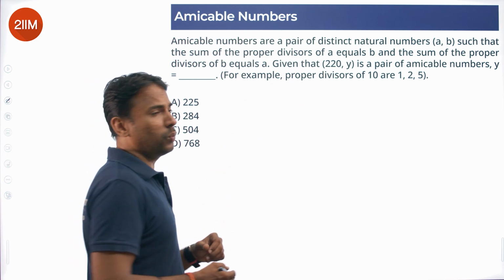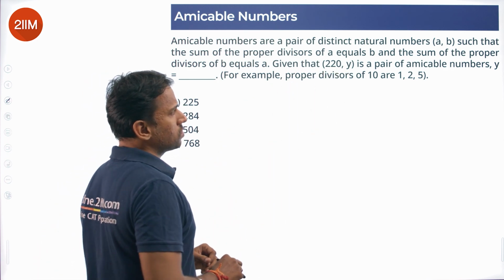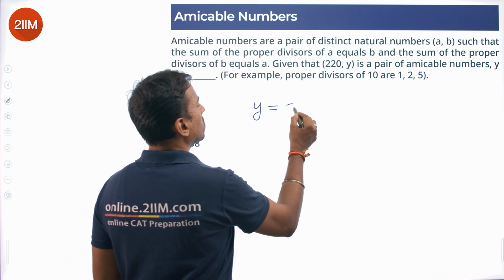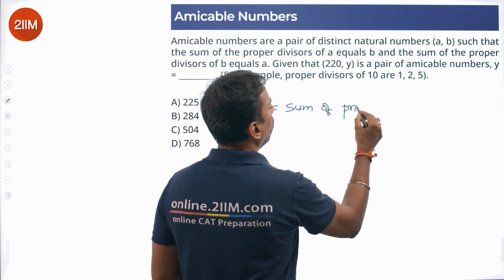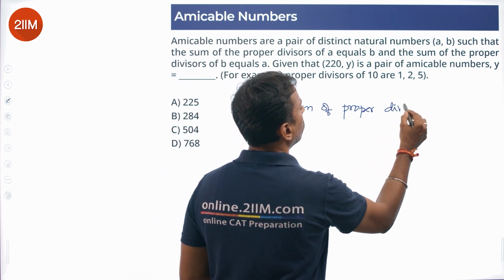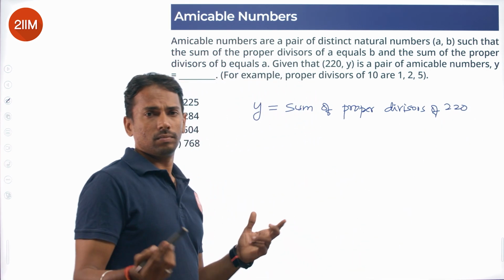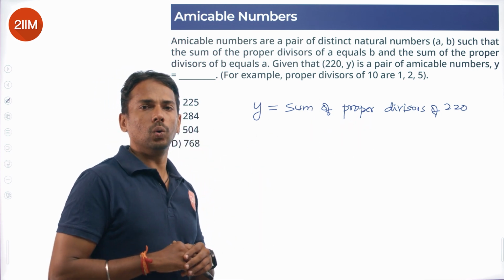Now it's given 220 and y are going to be amicable numbers. So by definition, y should be the sum of all proper divisors of 220. That's it. So now we'll find the sum of all proper divisors of 220.